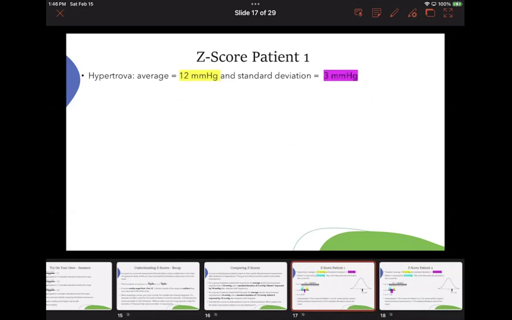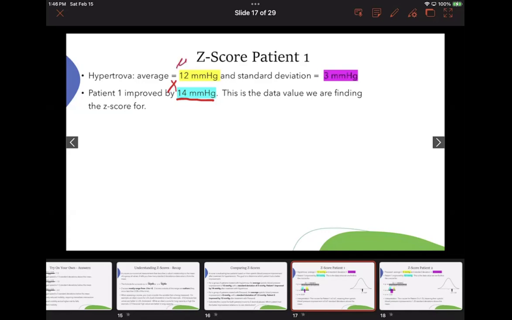Okay, so the person, where is it? Person improved by 14 mmHg. This is the x part of the equation. The average, the mu part of the equation, is 12, and the standard deviation part of the equation is 3. So let's find the z-score for an x of 14.